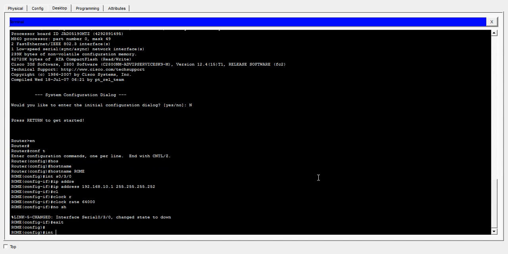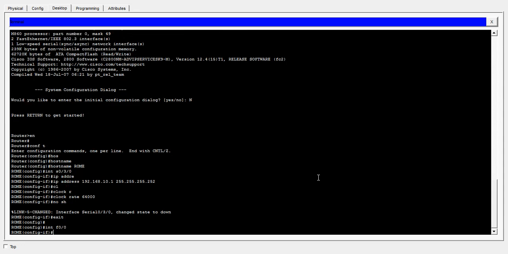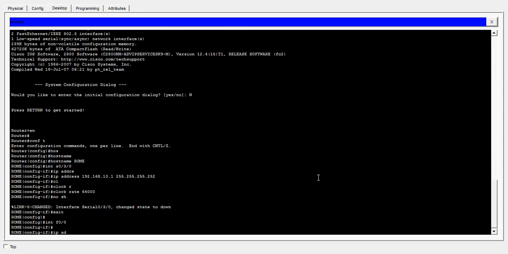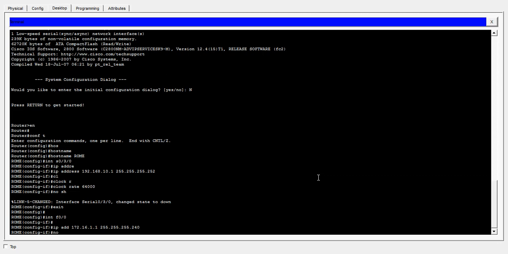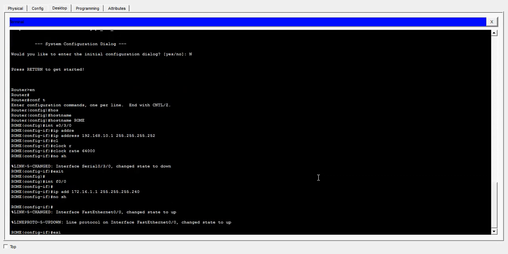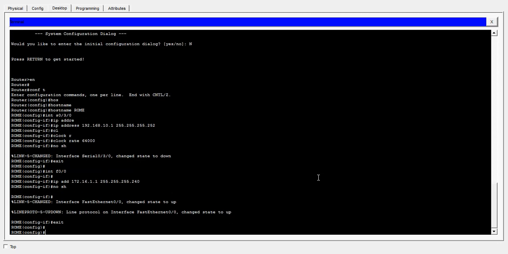Now we'll go to the interface fast Ethernet 0/0. Let's give it an IP address of 172.16.1.1, 255.255.255.240. No shutdown. Exit. Now let me save my configuration and go to the other router.